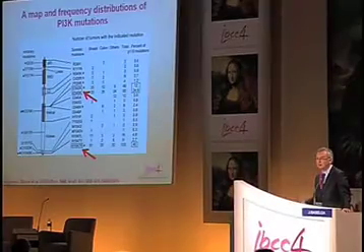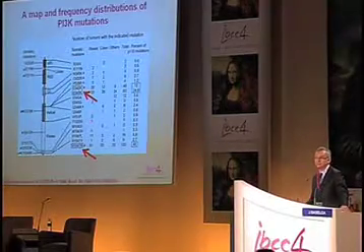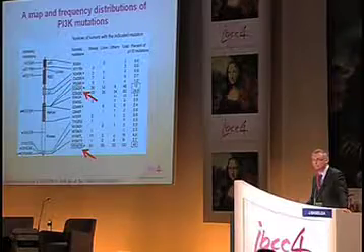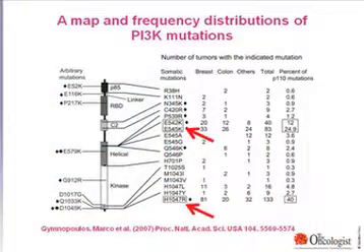Now, when it comes to PI3 kinase, there are a variety of mutations, but we know that there are hotspot mutations, and these are the most frequent ones that occur at two sites. We have mutations at what we call the kinase domain, and this is the one that is in the bottom. And then we have mutations also in the helical domain.